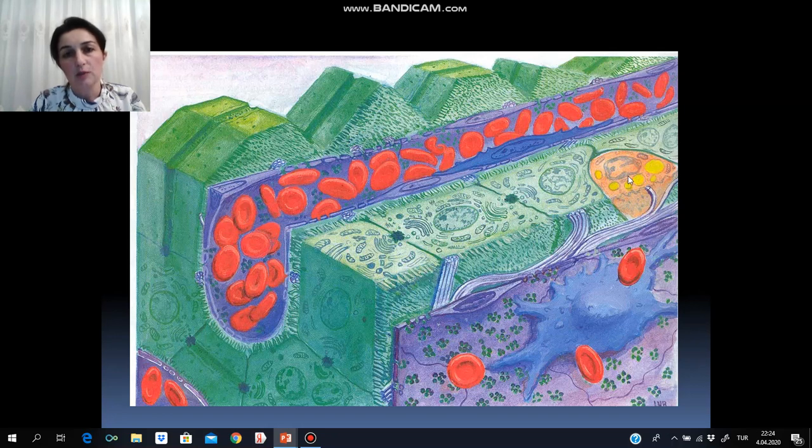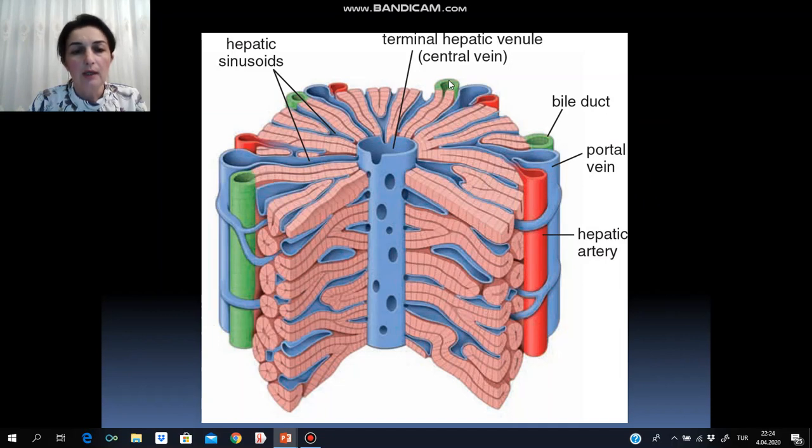When there is damage, an insult into the liver, these Ito cells will be converted into myofibroblasts, then into the fibroblast cells. Then inside of the liver, we also will find the pit cells. These are actually natural killer cells of the liver. Then let's look at the next illustration.